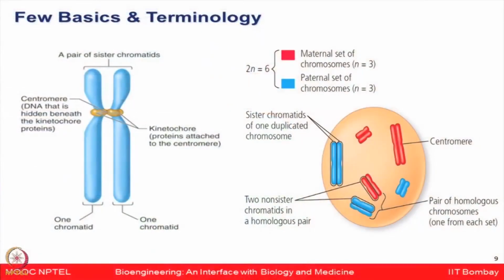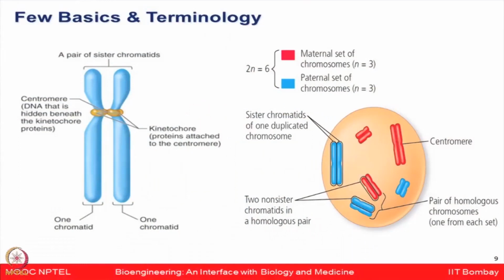Let us first talk about a few basic terminologies before we actually talk about the mitosis process. For example, in the blue color on the left side, you can see a pair of sister chromatids, and then we have this DNA which is hidden behind the protein complexes. That region is known as the centromere, and the protein surrounding it is the kinetochore, which is the protein attached to the centromere region. And this chromosome has a pair of sister chromatids. So, the 2 chromatids are shown in the blue colors.